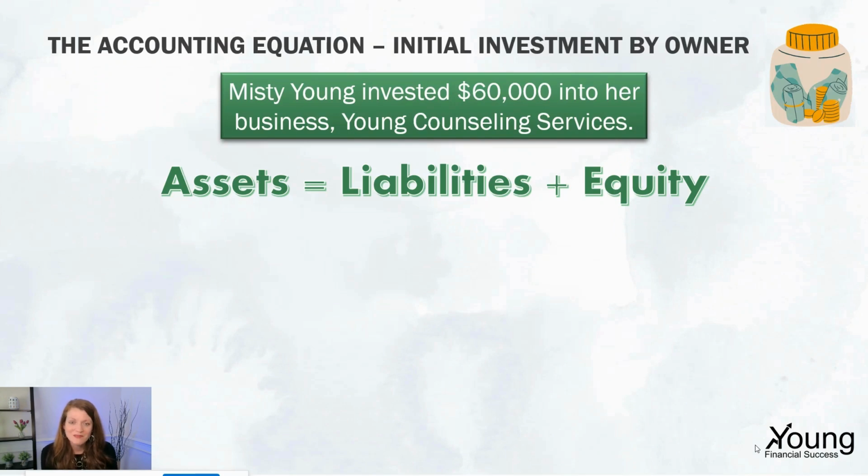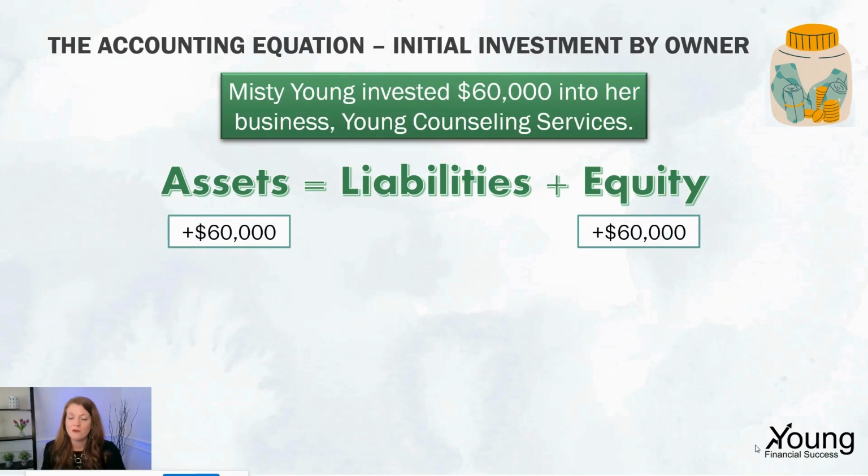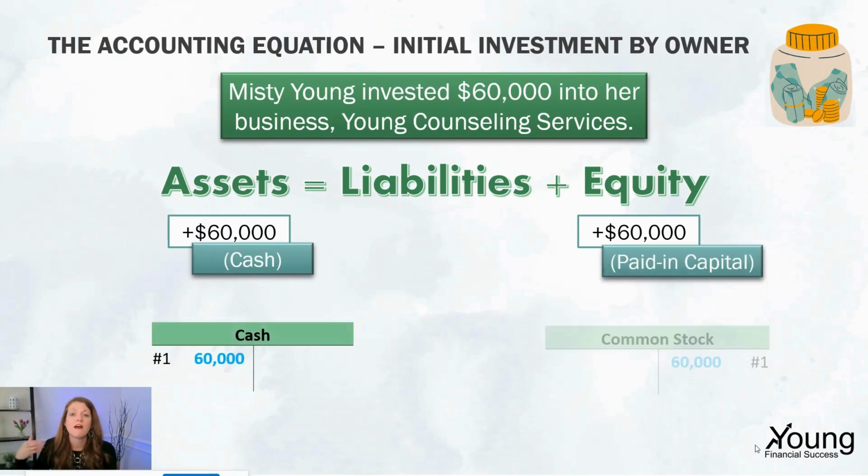So we got Misty Young. She invested $60,000 into her business, Young Counseling Services. So we already discussed how that would increase our assets because it's cash coming in of $60,000, and it would increase our equity, which really is common stock. So then we identify exactly which accounts. We said cash and common stock, and are they a debit or a credit? So we know that assets have a normal debit balance, which means they are increased with a debit. So cash would be debited for $60,000 for this first transaction. Common stock is a normal credit balance, so it is increased with a credit, so we credit common stock.